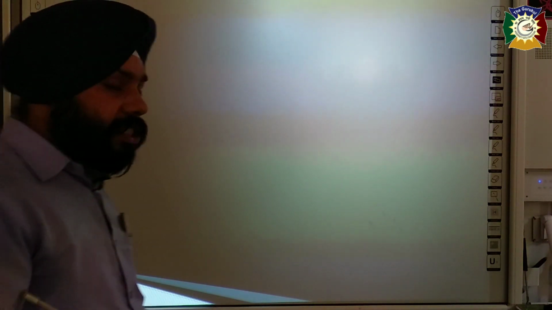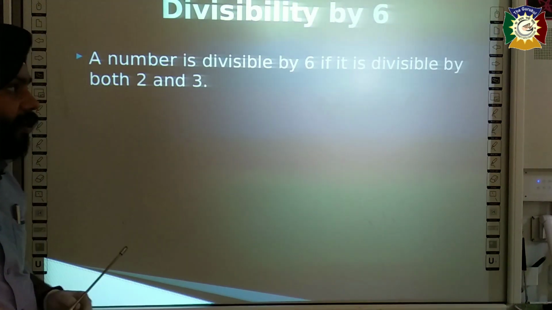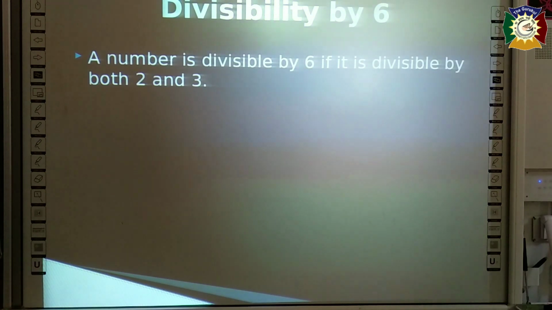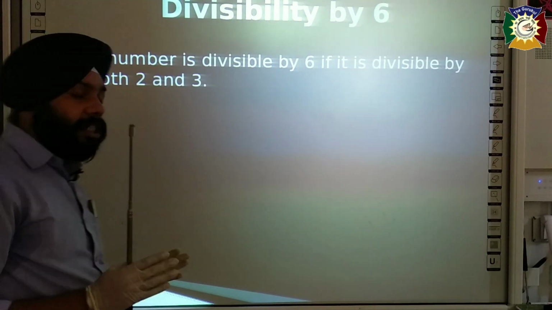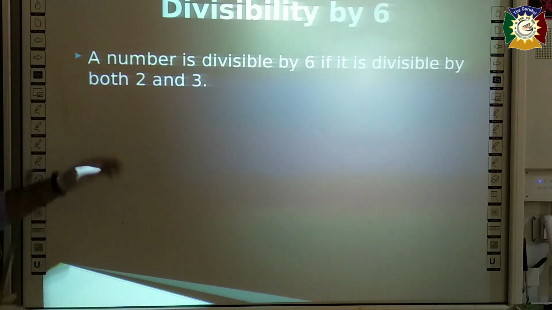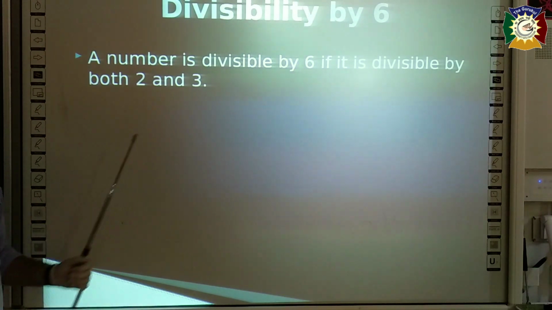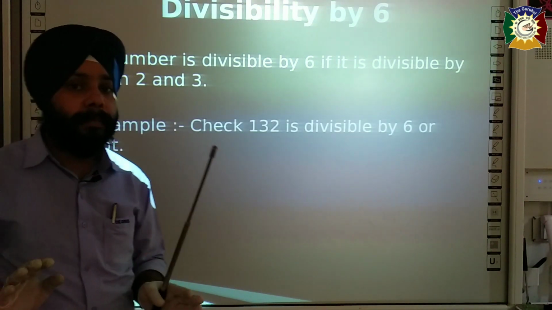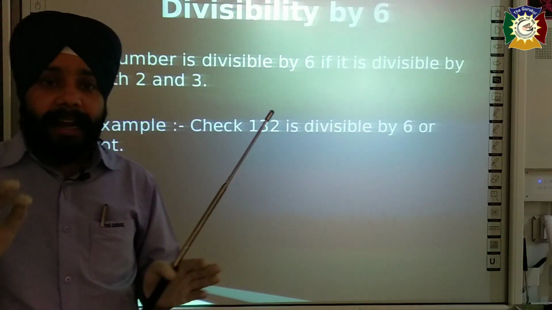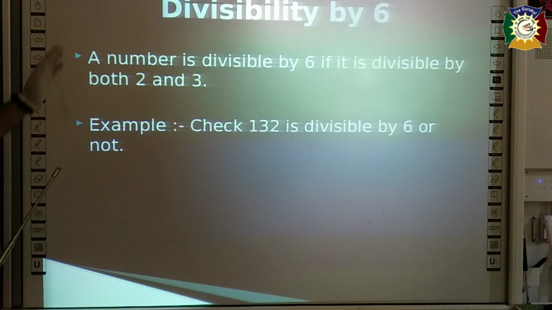Now the next divisibility rule, divisibility by 6. We can say a number is divisible by 6 if it is divisible by both 2 and 3. It means if a number is divisible by 2 and also divisible by 3, then that number is also divisible by 6.